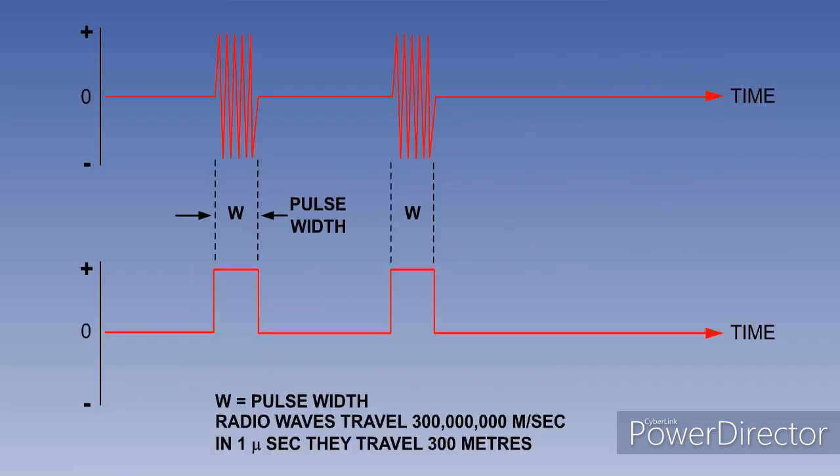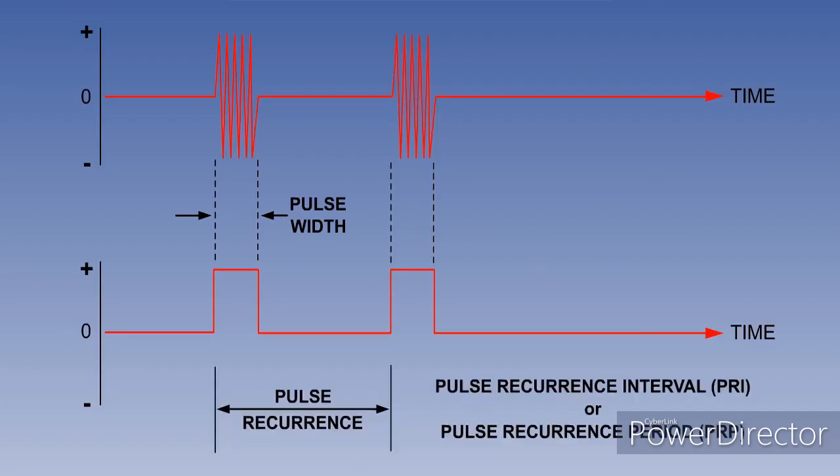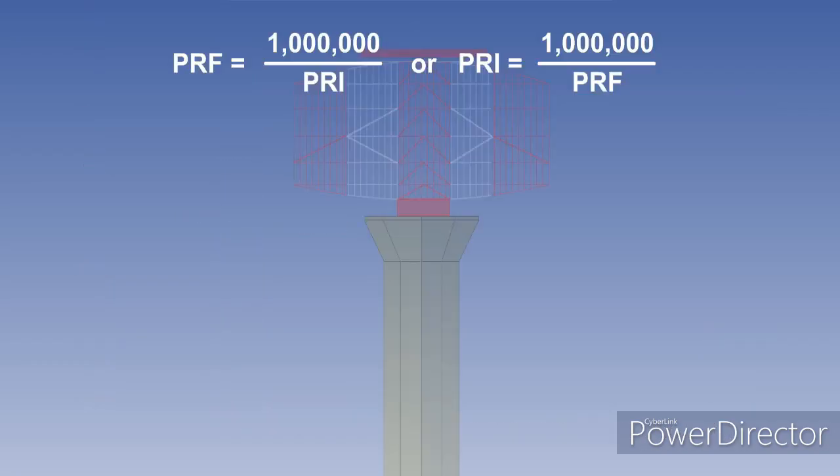Pulse width or pulse length is the length of each pulse, usually measured in microseconds. Pulse recurrence interval is the time between each pulse, again usually in microseconds. Pulse recurrence frequency is the number of pulses in a second. Pulse recurrence frequency and pulse recurrence interval are inversely proportional to each other.